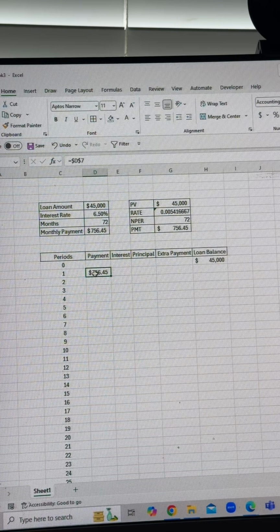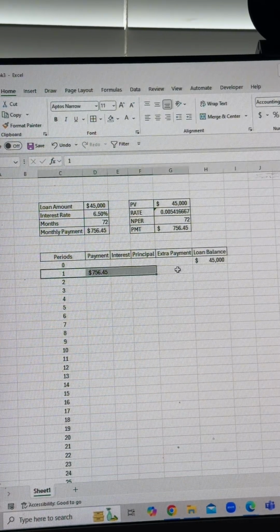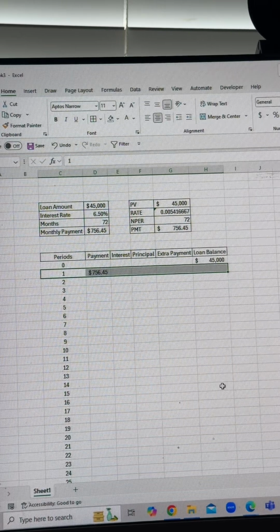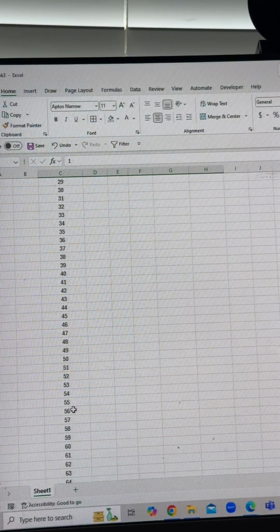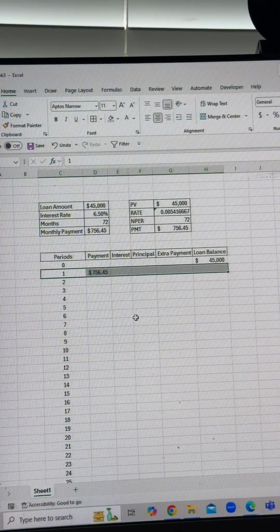And the reason I'm locking and unlocking cells is so that whenever we're done with this first row, we'll be able to drag down the formulas until the 72 periods, the 72 months, and it'll be a lot easier so we don't have to keep recreating these formulas.